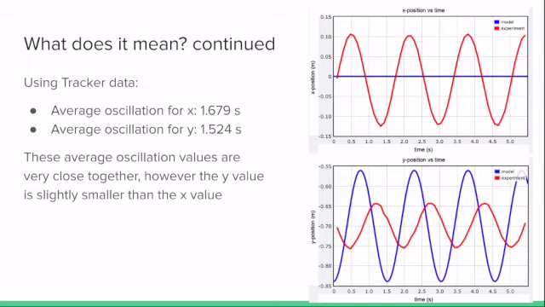And then using the tracker data, we can see the oscillation periods for both the x and the y, with x being 1.679 seconds, while y is 1.524 seconds. And then these average oscillation values are very close together. However, the y value is slightly smaller than the x value.